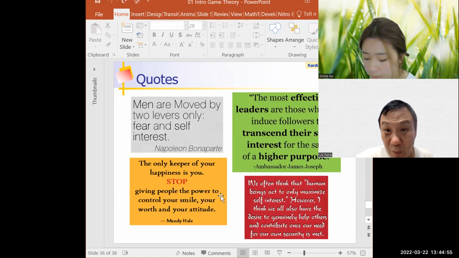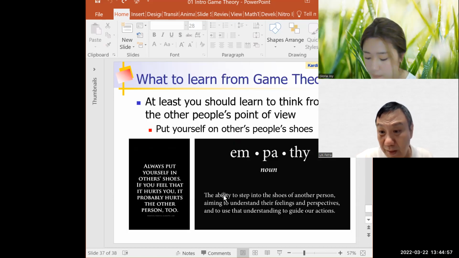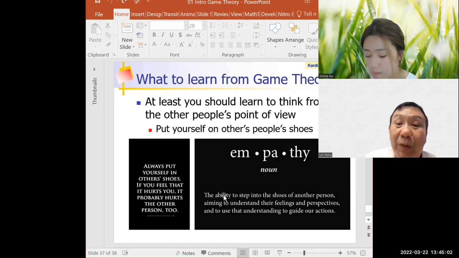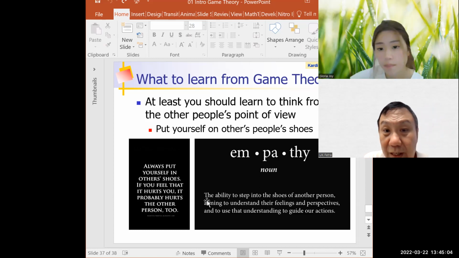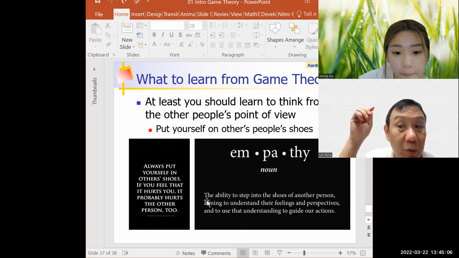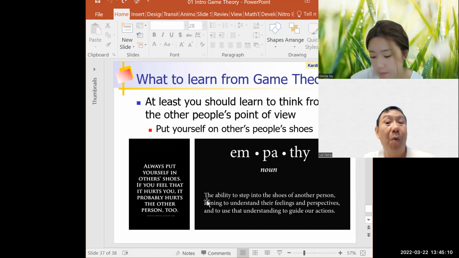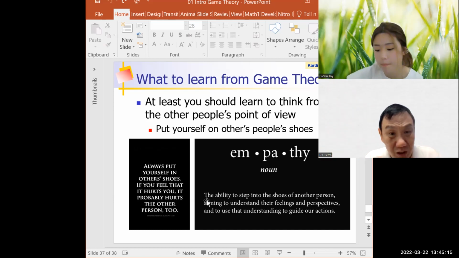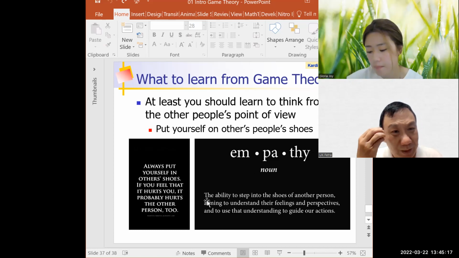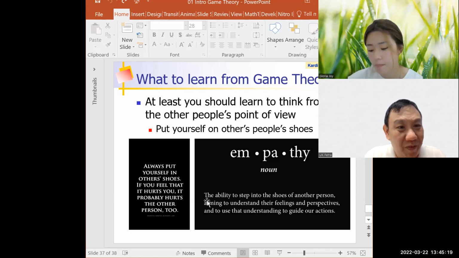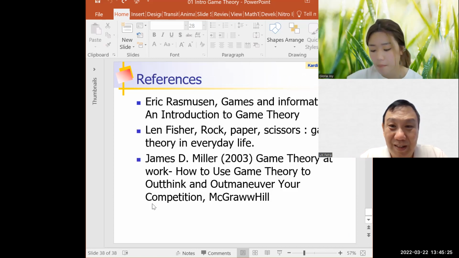Yeah, these are just quotes. So what you can learn from game theory, basically, at least you should be able to learn to think from other people's point of view. Later on, when we practice a lot in game theory, you start to think about how to put yourself in other people's shoes. In fact, that is the lesson here.